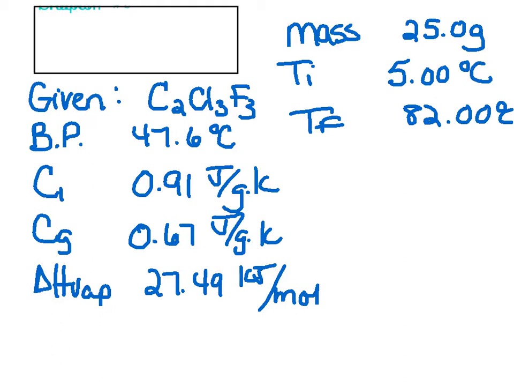We are asked to calculate the heat required to convert 25 grams of that substance from its liquid state at 5 degrees Celsius to its gaseous state at 82 degrees Celsius. So the easiest way to break this down and look at this kind of problem is to draw a heating or cooling curve, which we will do on the next page.